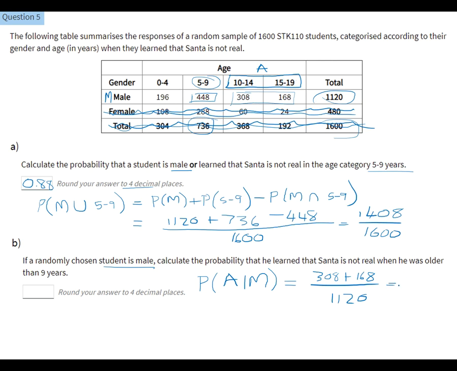to 19. So if we do this calculation, we end up with 476 over 1120, and that leads us to a probability of 0.425. So that's how we would do this calculation. So the trick here was to recognize that we are working with a conditional probability.